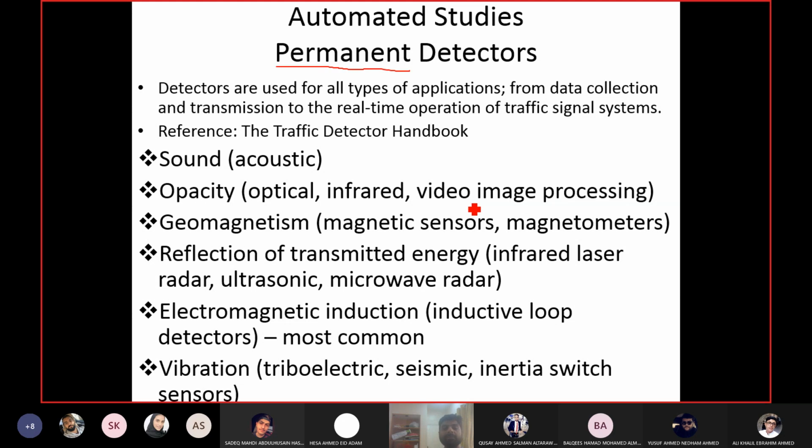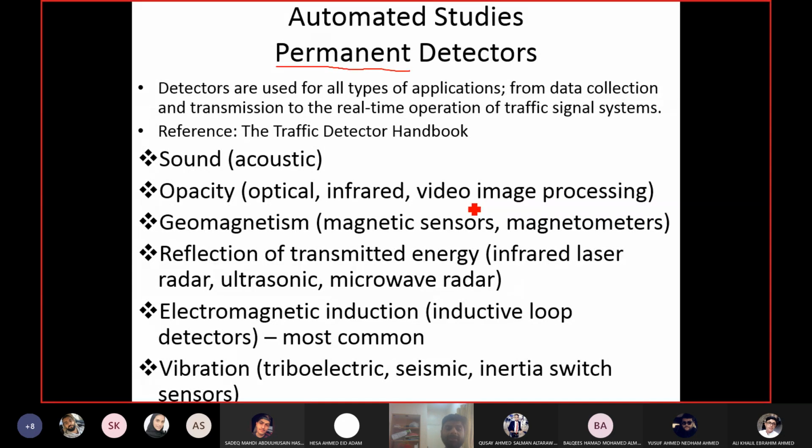Then we have radars, which work on transmitted energy. So we have a transmitter and receiver. Transmitter at one end of the road, receiver at the other end of the road, and whenever a vehicle passes between them, the signals are intercepted and the vehicle is counted. And these radars can have infrared laser waves. They can have ultrasonic waves or microwave waves.